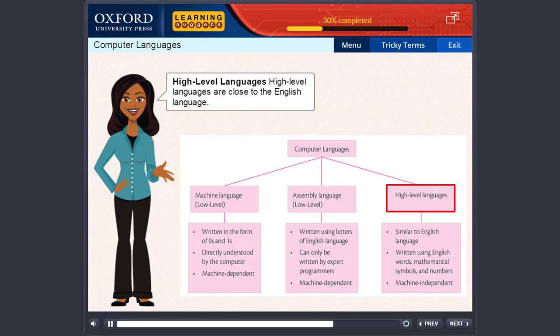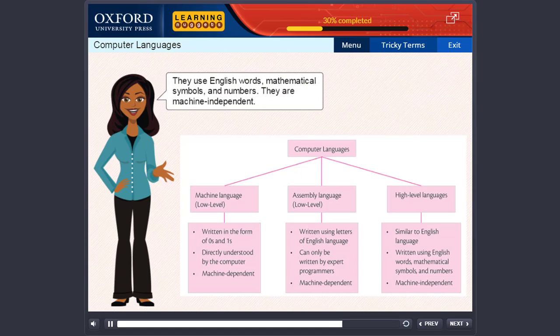High-level languages. High-level languages are close to the English language. They use English words, mathematical symbols, and numbers. They are machine-independent. That is, a program in a high-level language can run on different types of computers with little or no modification. Examples of high-level languages are Java, C, C++, C Sharp, Python, Visual Basic, Delphi, Perl, Ruby, and PHP.